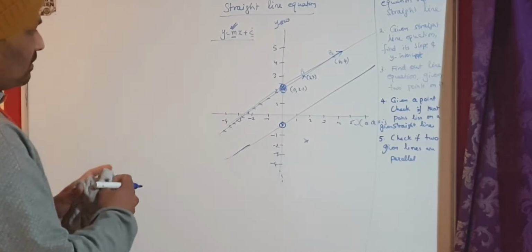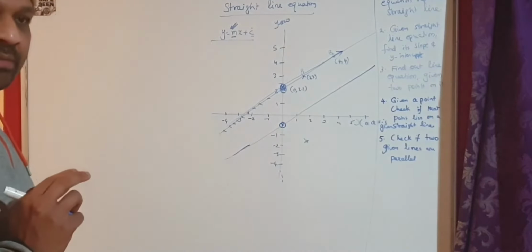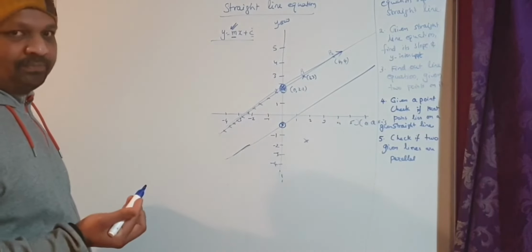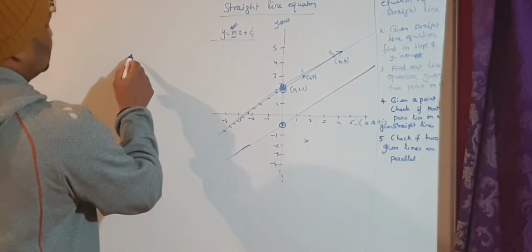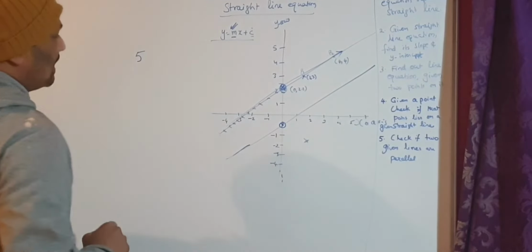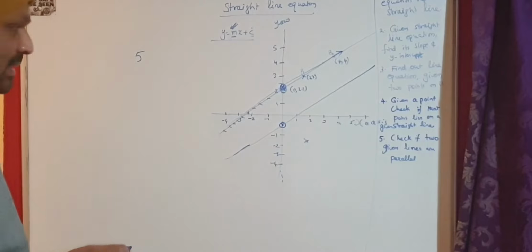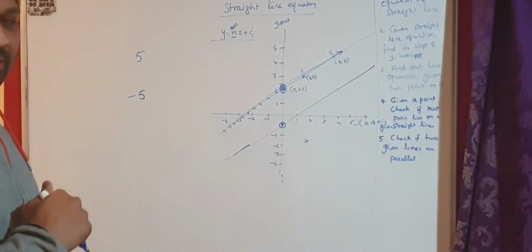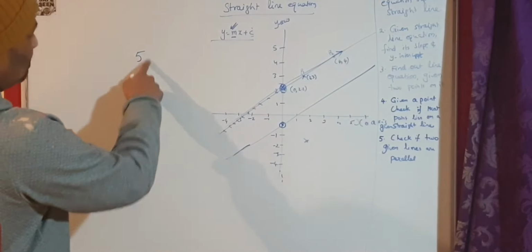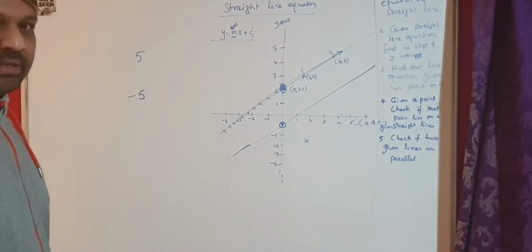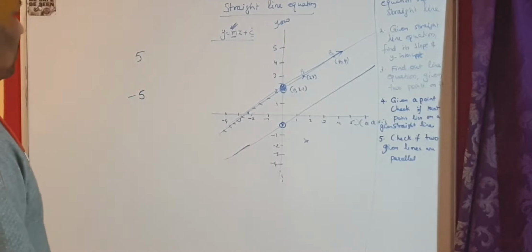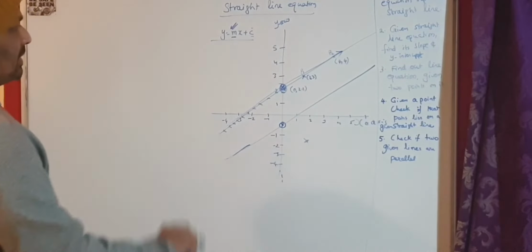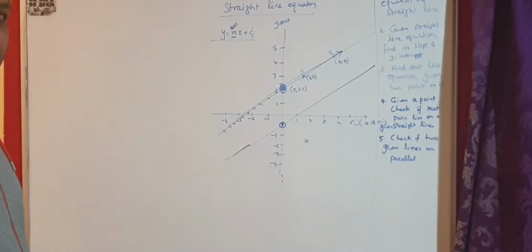Okay, so we say those two lines are perpendicular if their slopes are additive inverses. What is an additive inverse? Say, for example, if the slope of the first line is 5 and the slope of another line is minus 5, then they are additive inverses. Additive inverse means when you sum up both of these two, you should get a zero. So two lines are said to be perpendicular if their slopes are additive inverses.